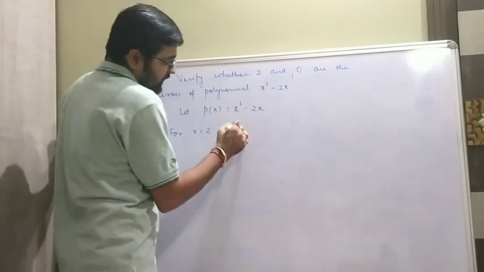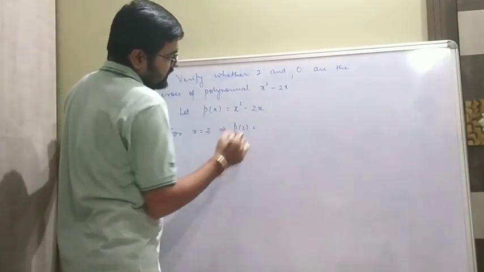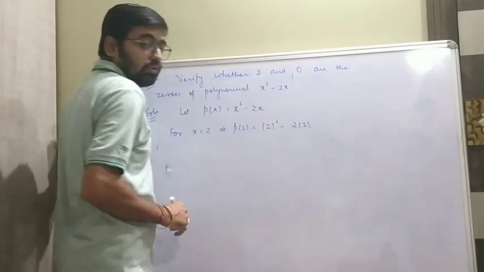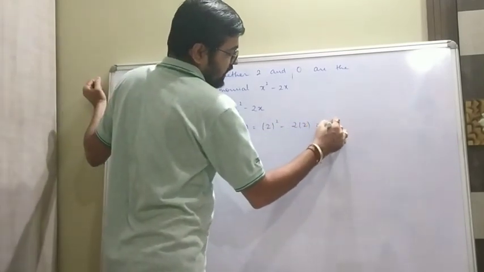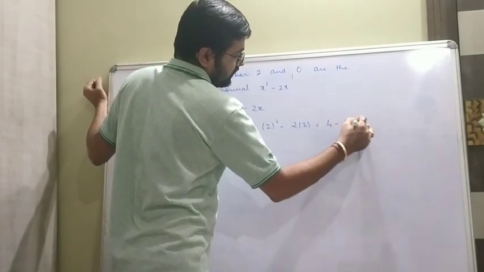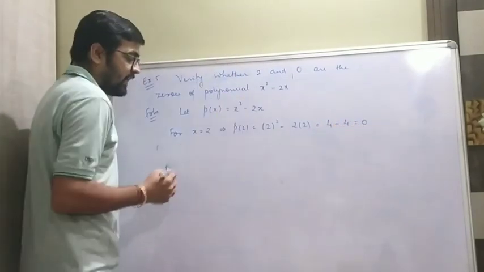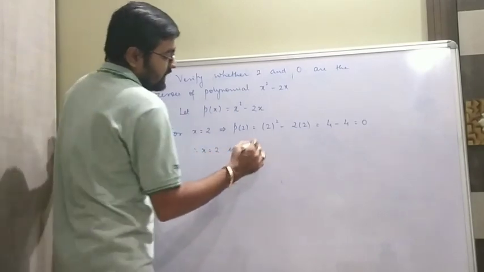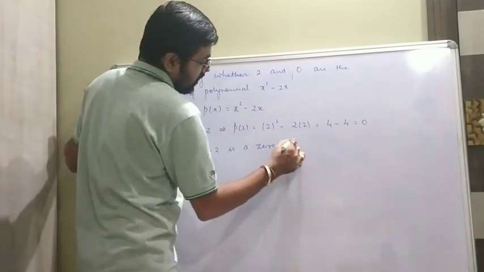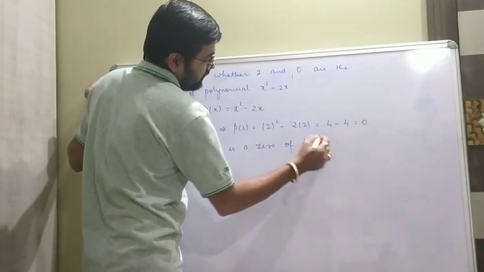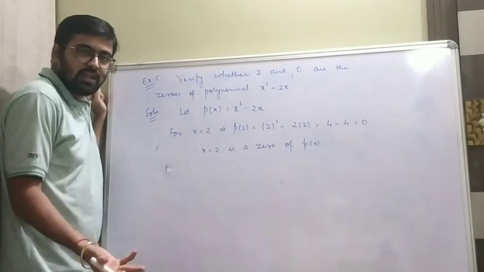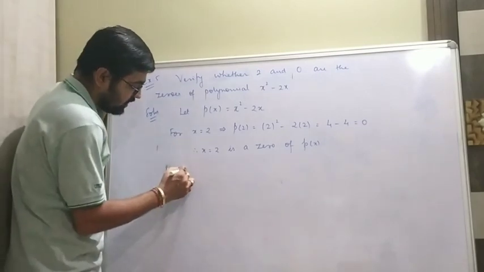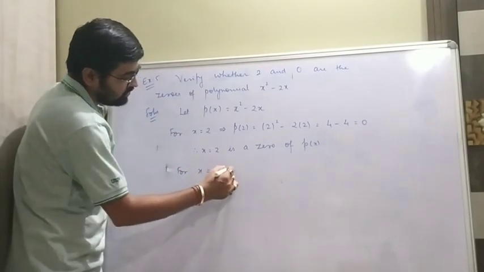So this will become p of 2 is equal to 2 square minus 2 into 2. So what is the value of 2 square? 4. 2 into 2, 4. This is 0. And if I get 0, then I can easily say that x equals 2 is a zero of polynomial p of x. See how simple it is. Is it any difficult to do that? No, not at all.